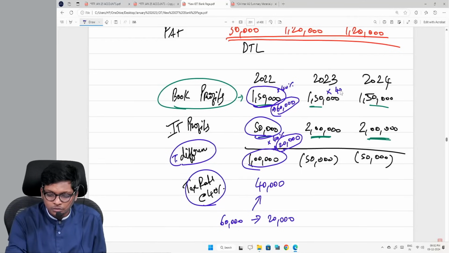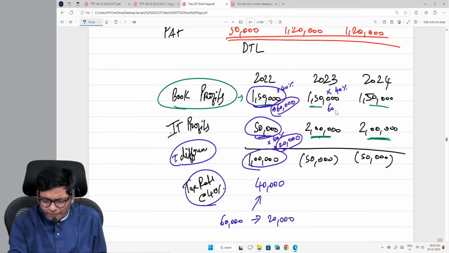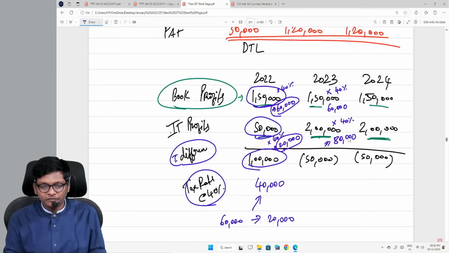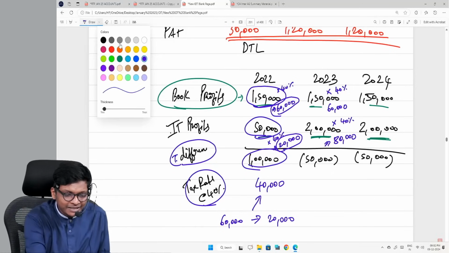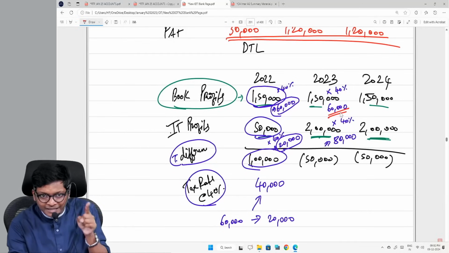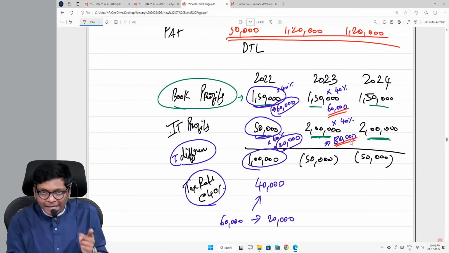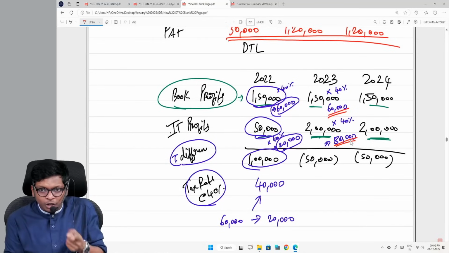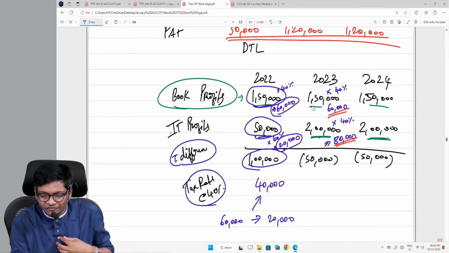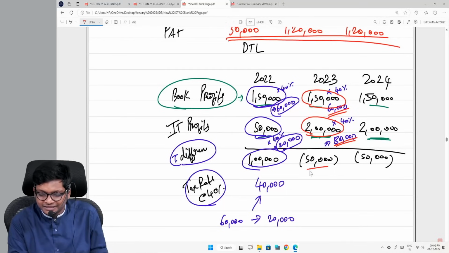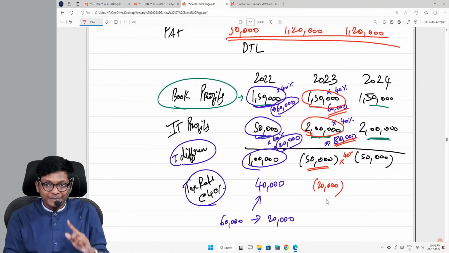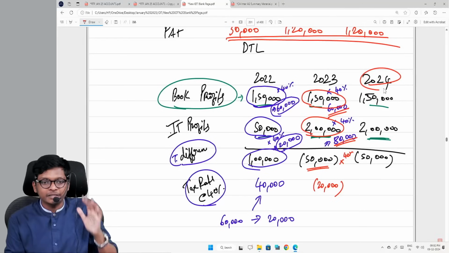1,50,000 into 40%. Again I should have paid only 60, but next year 2 lakhs into 40%, you will end up paying 80,000. Because of this, what is happening? In a place where I should have paid only 60,000 tax, you paid 80,000 as tax. You paid extra 20,000 as tax. That is nothing but the difference between 1 lakh 50 and 2 lakhs, which is 50,000. So 50,000 into 40% is 20,000. I paid extra 20,000. The same thing repeats in year 3.